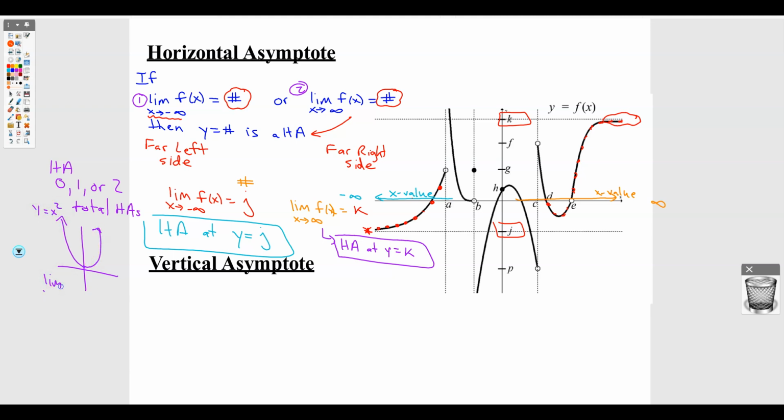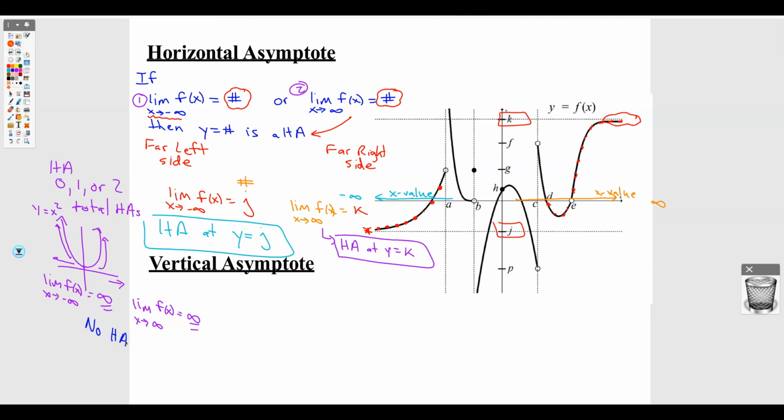So if I take the limit as x approaches negative infinity of f of x, so as we move out to the left, what do we see the y values doing? Going to positive infinity. If I do the limit as x approaches positive infinity, the far right, what is the graph doing? It's going up forever and ever. So again, positive infinity. I did not get a number for either limit. The limit at negative infinity and the limit at infinity are both infinity. So that means there is no horizontal asymptote.